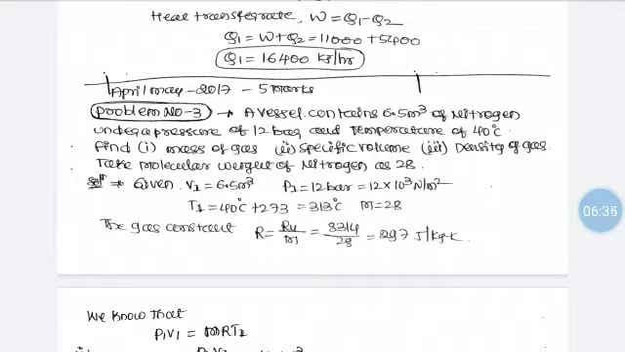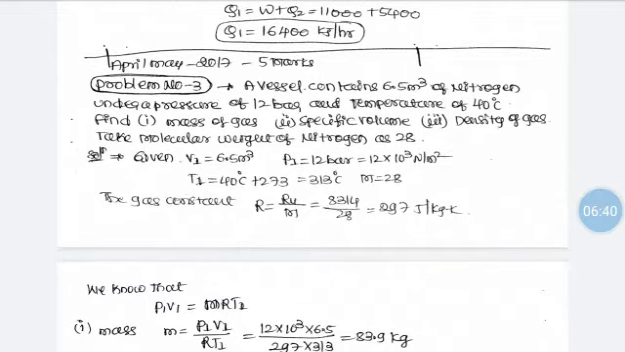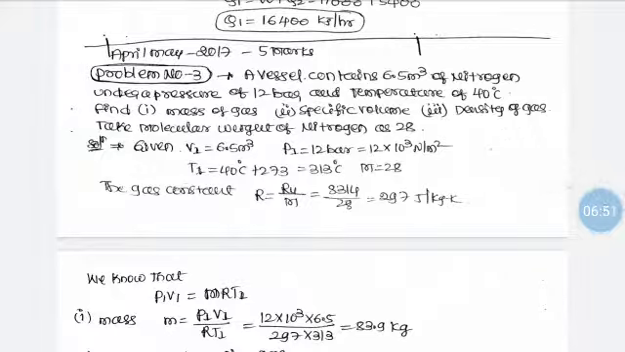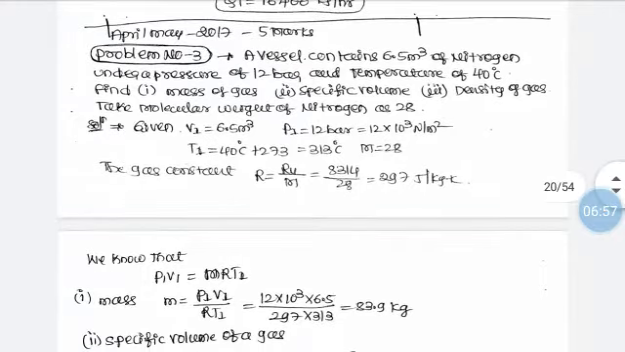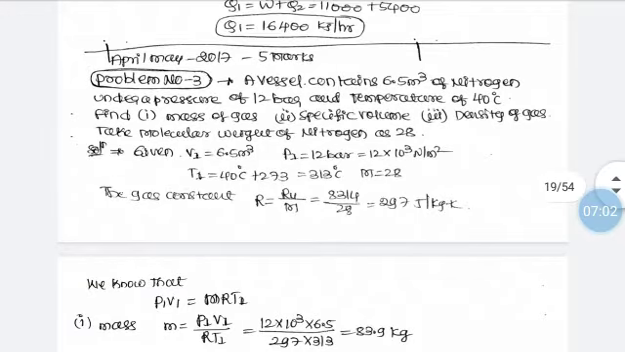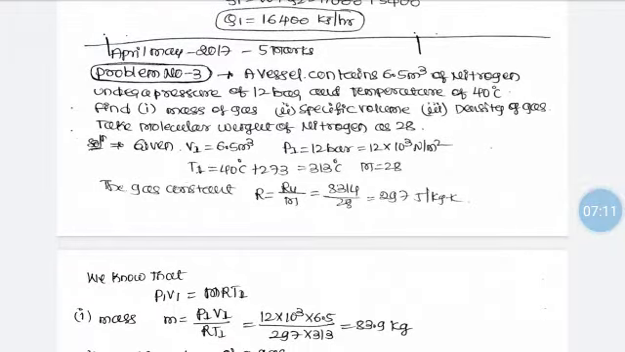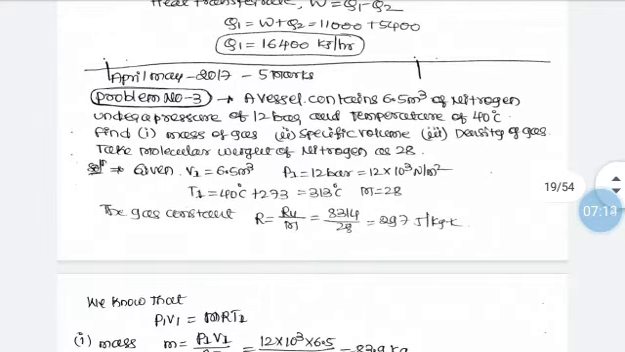So here a vessel contains 6.5 meter cube of nitrogen. So V1 volume is given, that is 6.5 meter cube of nitrogen. Under a pressure of 12 bar, that is P1, and temperature of 40 degrees Celsius, that is T1. So we have to convert that 40 degrees Celsius into Kelvin, so T1 is equal to 40 plus 273, which is 313.